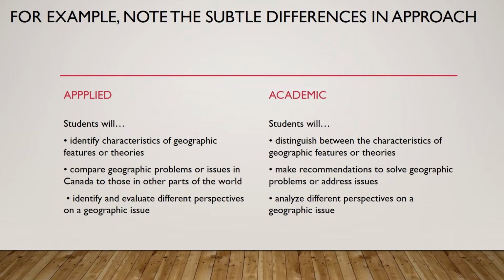We see this in our study on climate change. In the applied course, we'd be looking at a lot of information and working together to analyze it to better understand the situation of climate change. Whereas in academic, we take a global solution approach where we look at obstacles that are getting in the way of a possible solution, and students actually come up with feasible solutions to the problem of climate change. Identify and evaluate different perspectives as opposed to analyzing different perspectives. So very subtle difference, but both of them are basically dealing with world issues in a context of Canada.